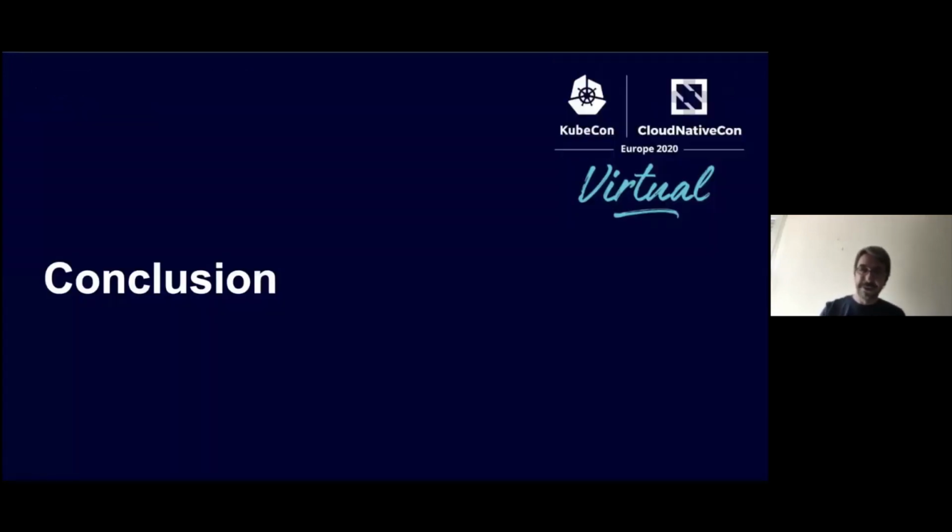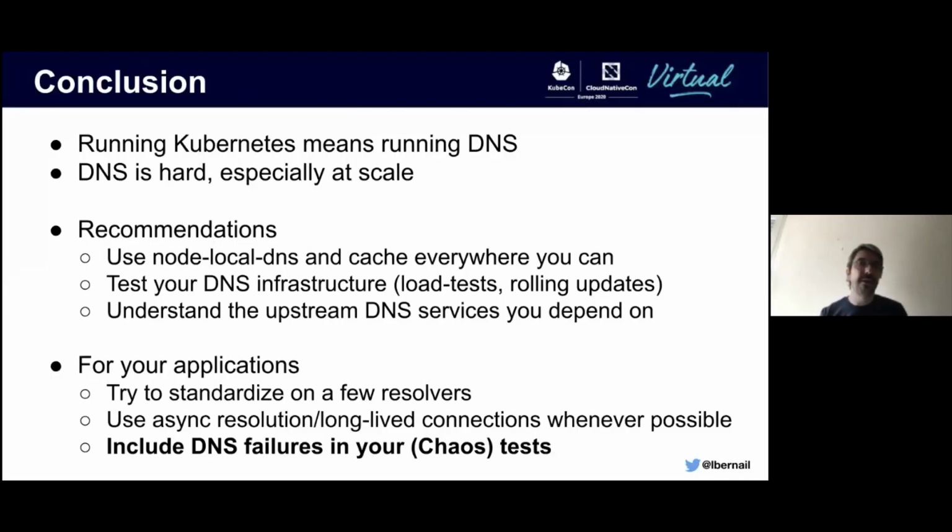And we're almost done. In conclusion, a few messages I wanted to share with you. One thing you need to remember is running Kubernetes means you're going to be running DNS, and running DNS is hard, and I'm sure most of you know that. A few recommendations: try and use Node-local-dns and cache as much as you can. Also, test your DNS infra, do load testing, do running updates, because it's much better to discover the small issues I mentioned before during testing than in production, of course. And also understand the upstream DNS you depend on, because even if what you do is great, you're going to depend on other services, which can also fail, of course.